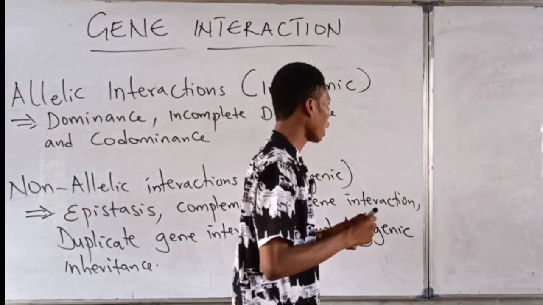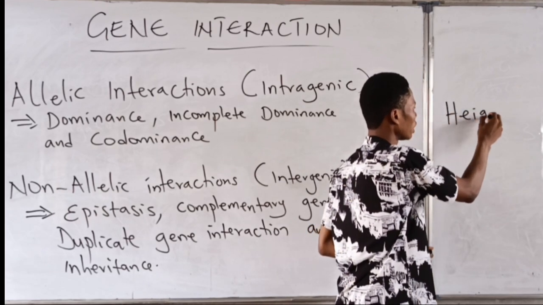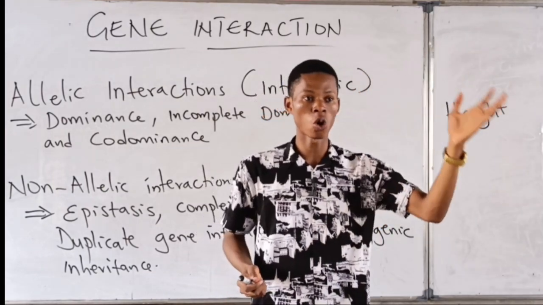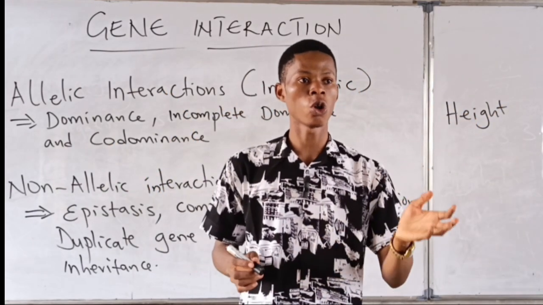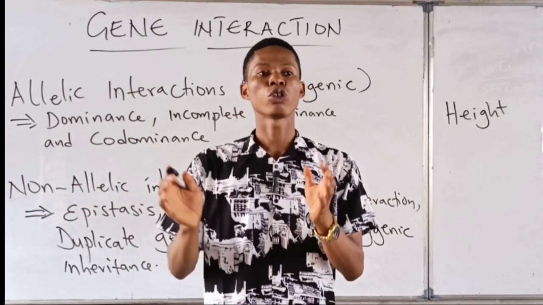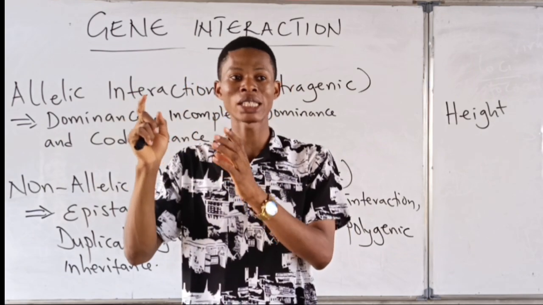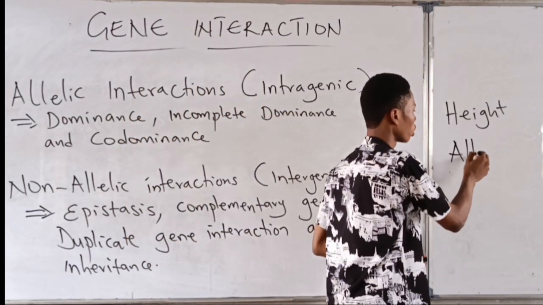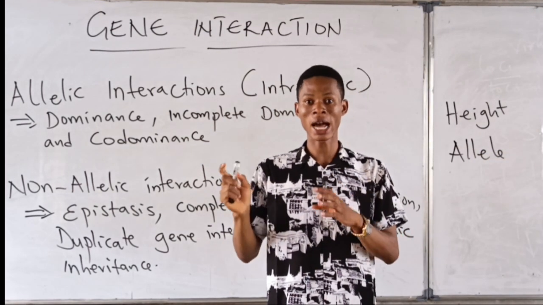So you can see something like, if we are looking at this particular trait, height, it is either you are tall or you are what? Or you are short, right? Good. If you are looking at color, it's either you are fair or you are what? Dark. Good. Now, those alternate forms of a particular gene or a particular trait is called what? Alleles, right? Good.